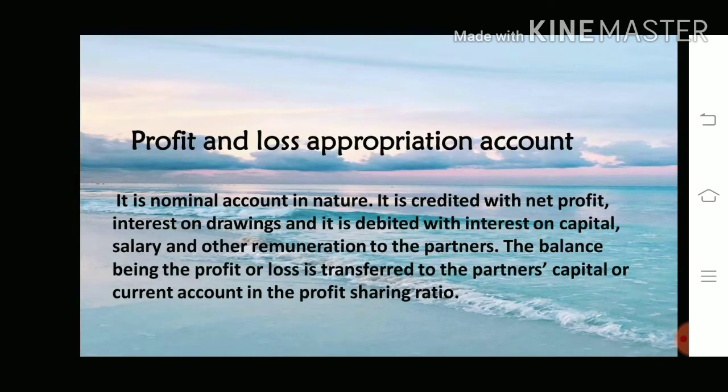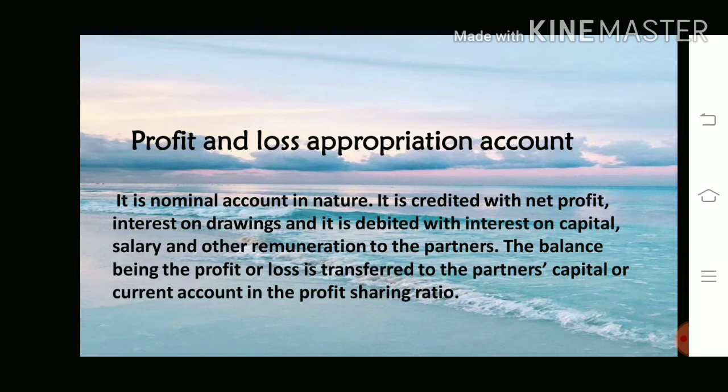Then next, you can see the next topic: profit and loss appropriation account. A very, very important topic. Students, listen carefully, as these questions will appear in your question paper. So listen carefully. What is a profit and loss appropriation account? It is a nominal account in nature.